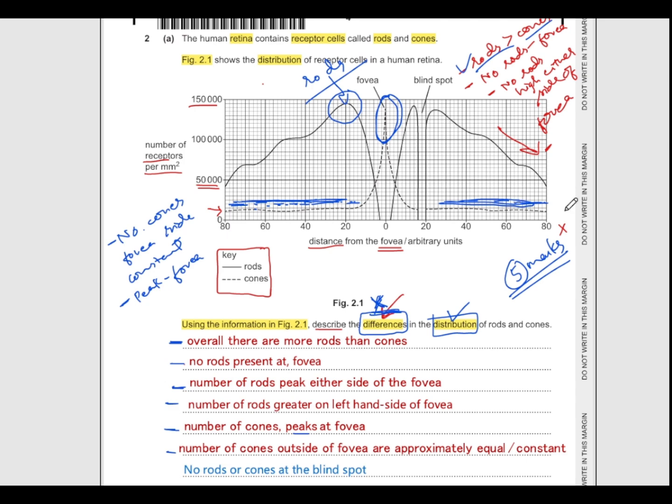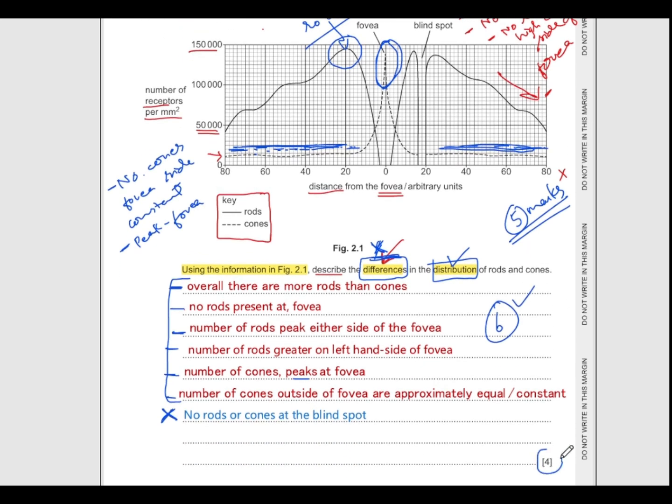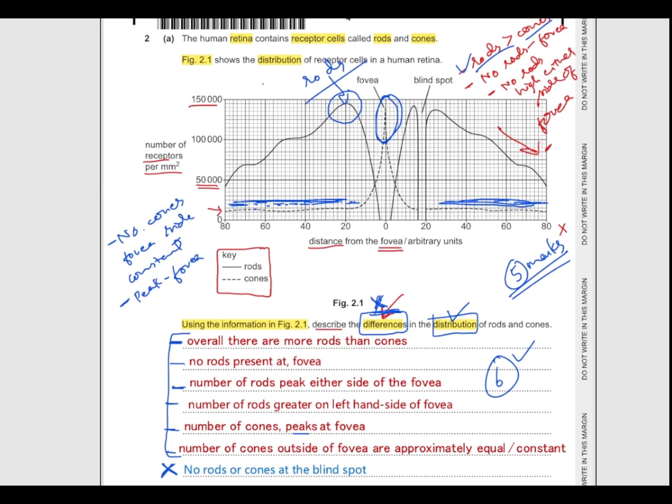And this one point, which is not valid here but can be valid if only the distribution is asked, is that there are no rods or cones at the blind spot. So these are the 6 points that you can write. It's always better to write more points. This particular question is of 4 marks, so in case one of the points is not valid, you will still get full marks.